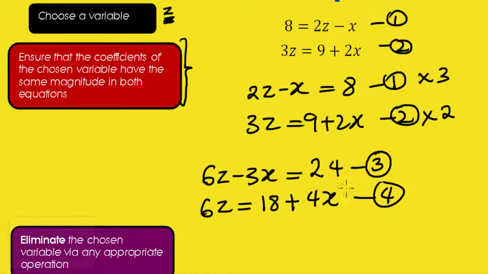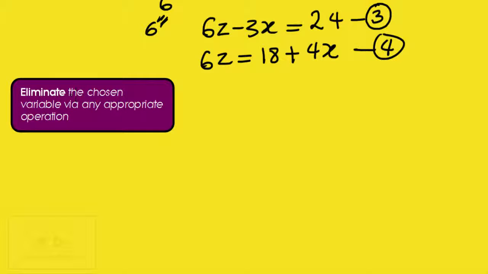So now, as you can see, we have two equations, and the coefficient of z in both equations has the same magnitude. The coefficient of z here is 6, which has a magnitude of 6. The coefficient of z here is 6, which has a magnitude of 6, so they are the same. So we can proceed to the third step, which says eliminate the chosen variable. Now, our chosen variable is z, and the coefficients actually are the same.